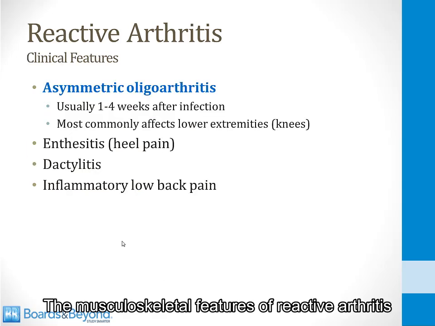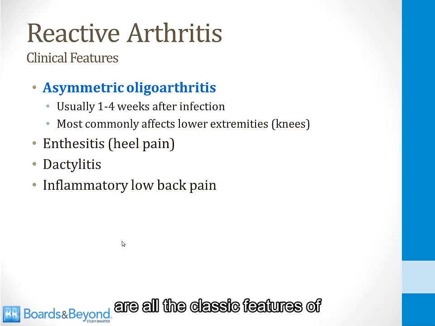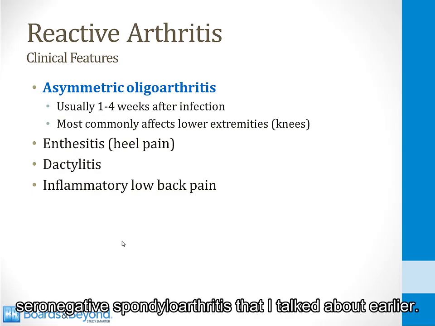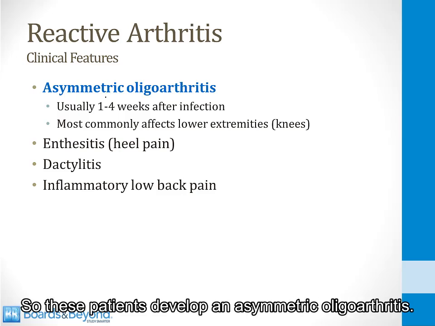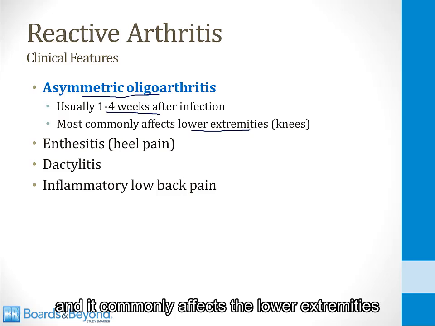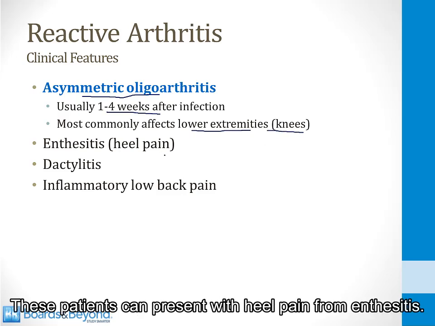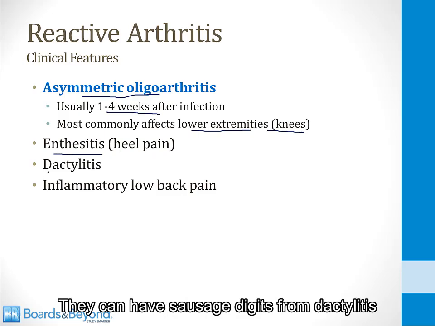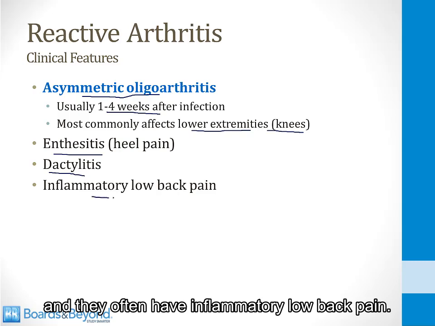The musculoskeletal features of reactive arthritis are all the classic features of seronegative spondyloarthritis that I talked about earlier. So these patients develop an asymmetric oligoarthritis. It'll occur 1 to 4 weeks after infection, and it commonly affects the lower extremities, especially the knees. These patients can present with heel pain from enthesitis. They can have sausage digits from dactylitis, and they often have inflammatory low back pain.